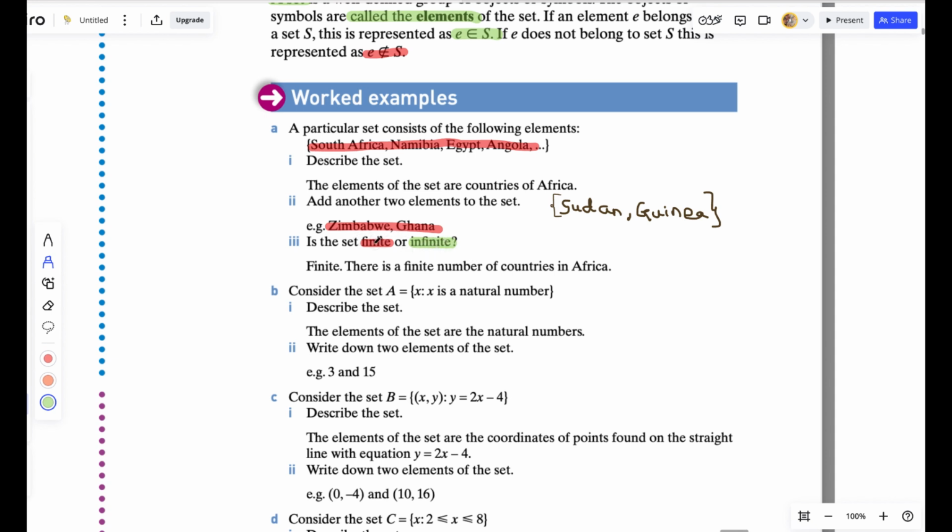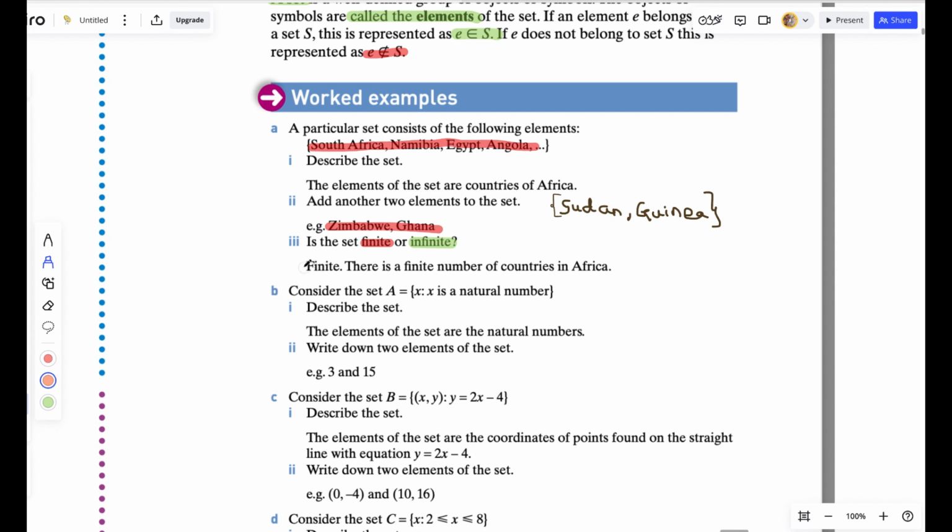But countries in Africa, they are finite, right? Countries in Africa are finite, meaning it comes to an end. There are 54 or 55 countries in Africa. I think we've included South Sudan. Now we have 55 countries in Africa, right? So the set is finite, meaning it comes to an end.